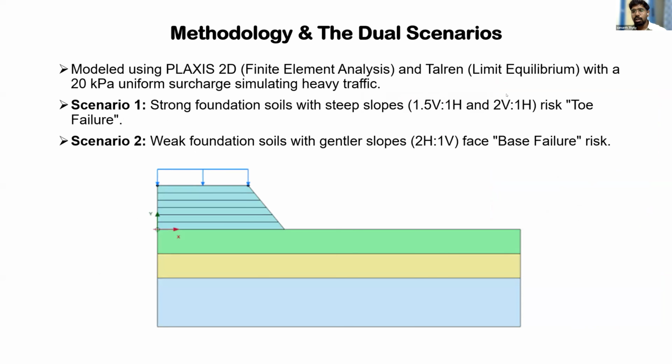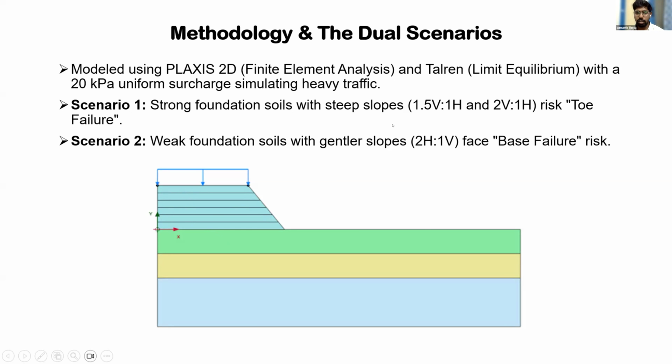So here, this is one of my works. In Plaxis 2D, I designed a model of height 9 meters, and I considered a road embankment. The length of the road embankment is 6 meters. I considered 2 embankments with a slope of 1.5 vertical to 1 horizontal, and 2 vertical to 1 horizontal.